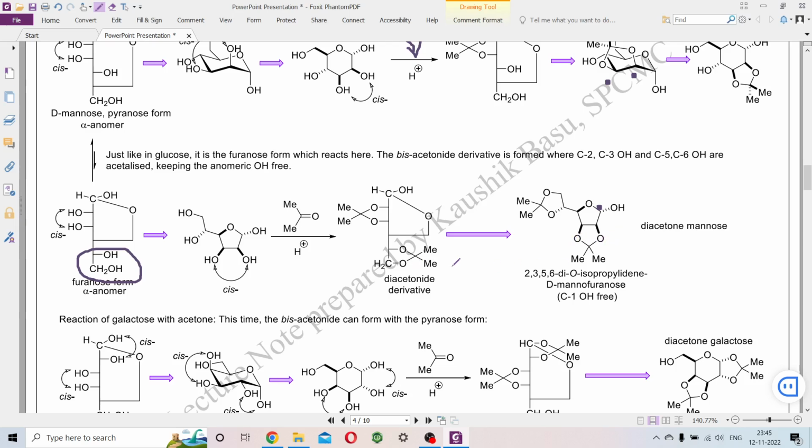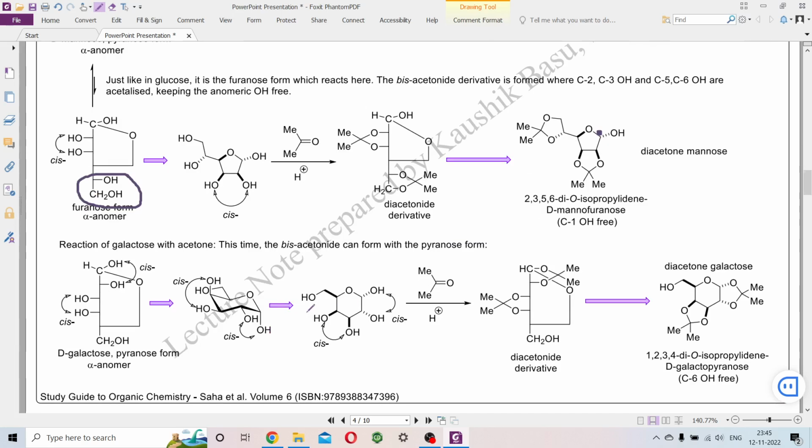Okay, what about galactose? Galactose is the C4 epimer of glucose, and this time the molecule does not need to go to the relatively less stable furanose form. It can stay in the pyranose form and can form an acetal or diacetone galactose between these two OH, which is the C1 and C2. These are cis, as you can see from the Fischer projection.